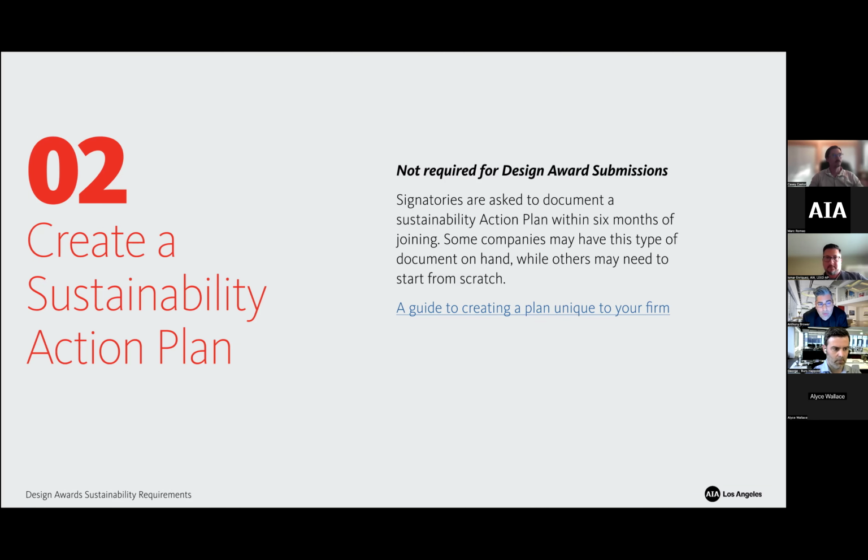So this is really just for your information. Again, it's not required for design award submissions. Signatories are asked to document what you consider a sustainability action plan within 6 months of joining. Some companies have this on hand. Some may need to create it from scratch. The guide linked here, I think, is a 20 or 30-page document that outlines all the things you need to potentially think about. Some of them may apply to you. Some of them may not. You have to kind of choose your own path. But again, this is for your information only. It is not needed for the design award submission.